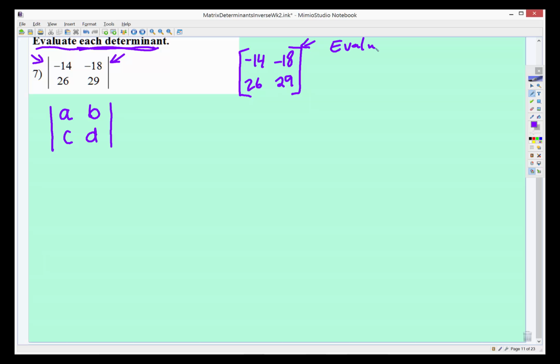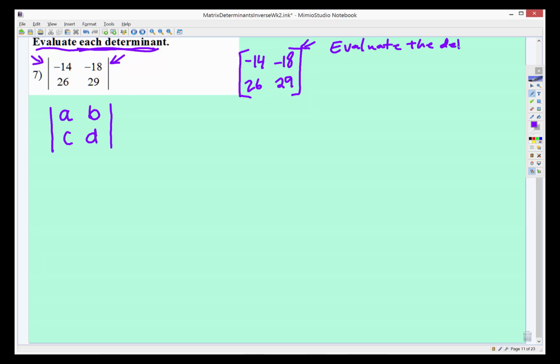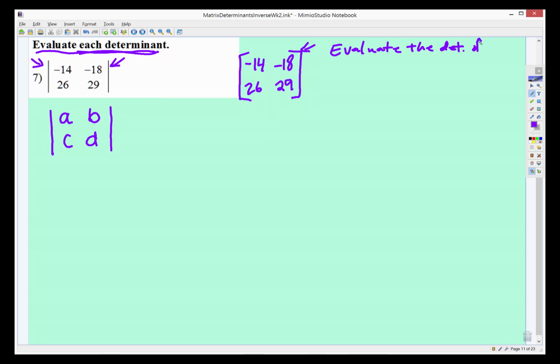evaluate the determinant of the matrix. So if it's in what looks like absolute value bar form, that's telling you that you need to find the determinant.